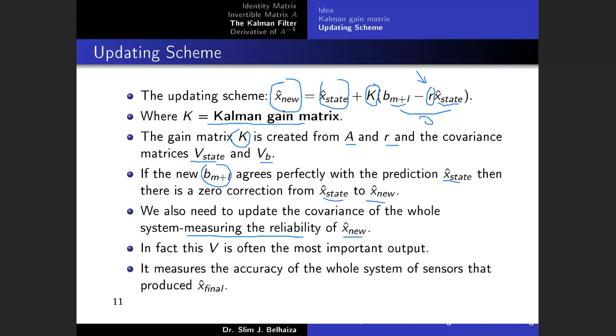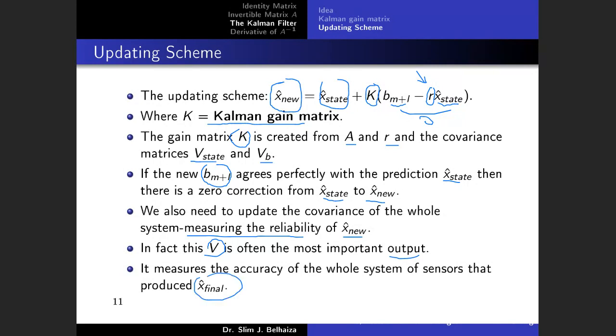So in fact, this V is often the most important output. The most important output we can carry with us is the way you update the covariance of the whole system, measuring the reliability of your estimation. It measures the accuracy of the whole system of sensors that produce your final estimate.